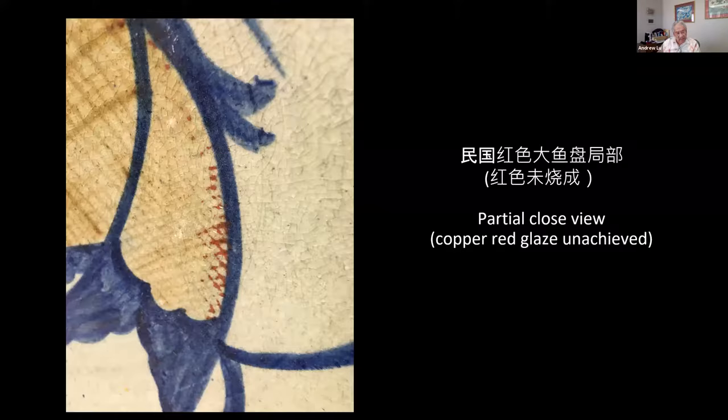See, this is the tail. Still have a little red in there. You know, just the fire is too high, so the red color is gone. They call it, the terminology says, the colors are flies, fly away, you know. Okay, let's go next.